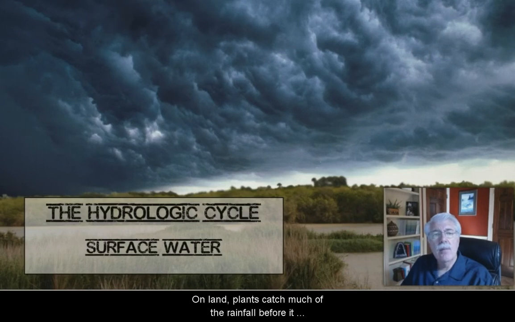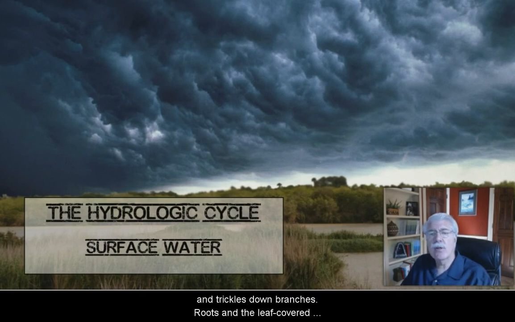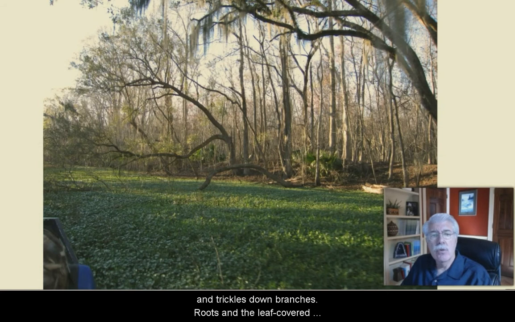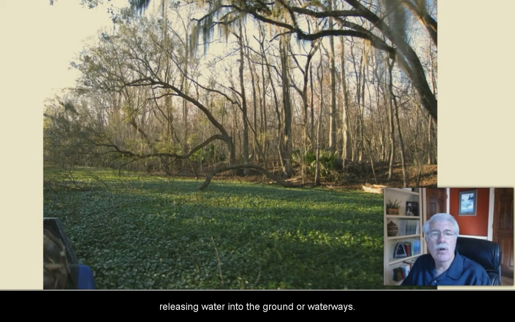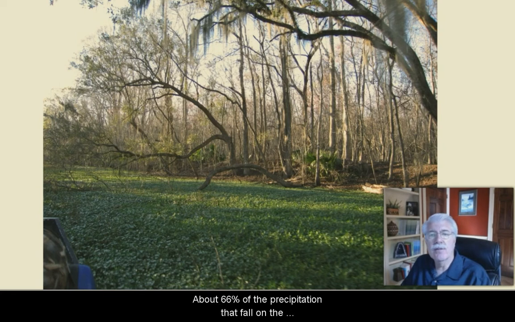On land, plants catch much of the rainfall before it reaches the Earth's surface. In a wooded area, for example, rain slowly drips off leaves of bushes and trees and trickles down branches. Roots and the leaf-covered forest floor act like a sponge. They soak up water and they slowly release water back into the ground or waterways.